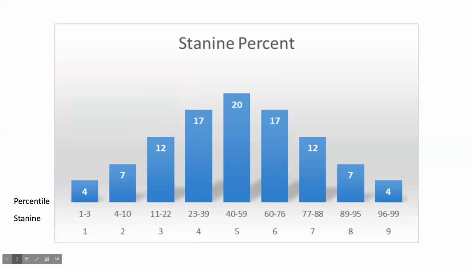John's percentile for spelling was 75 when compared to the national norm. If we look here at percentile 75, that lines up with a Stanine of 6. 17% of the students will score a Stanine of 6 on a given subtest. A Stanine of 6 is average. John's percentile rank was average on his spelling subtest when compared to the national norm.